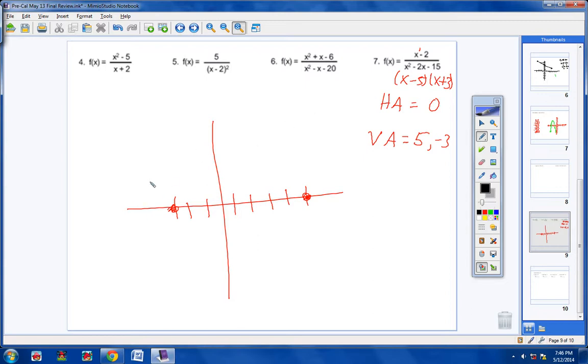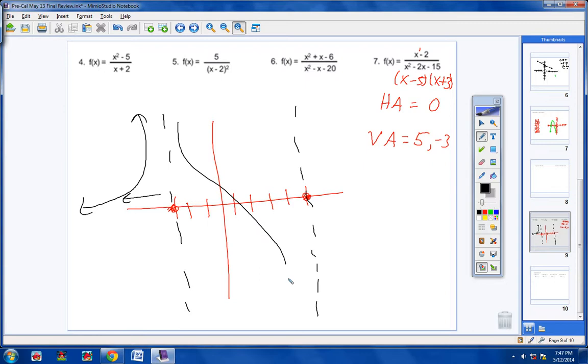You would substitute values to the left of your vertical asymptote into your equation. So you would put in values like -4, -5, -6, and see what the graph is doing over here. I'm guessing it's probably doing something like this. Then over here, you would plot points between the two vertical asymptotes. So you would put in -2, -1, 0, 1, 2, 3, 4. And the graph, I'm guessing it might look something like this.